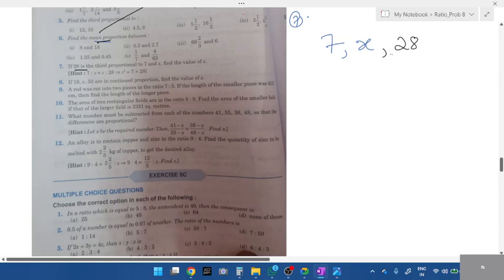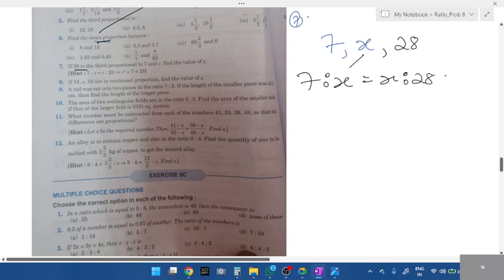Now, we have only 3 terms. If only 3 terms are there, how do you split it? 7 into x is equal to? Correct? All of you understood the equation? Okay, you all try it later, students.